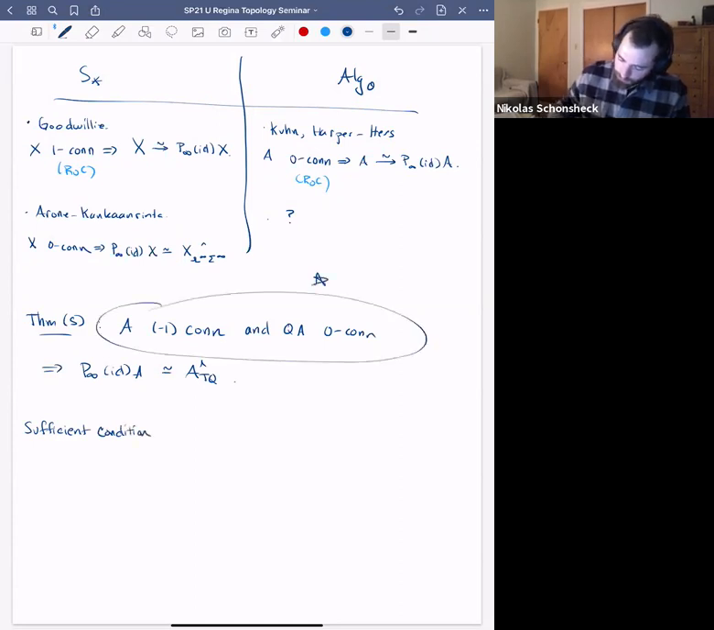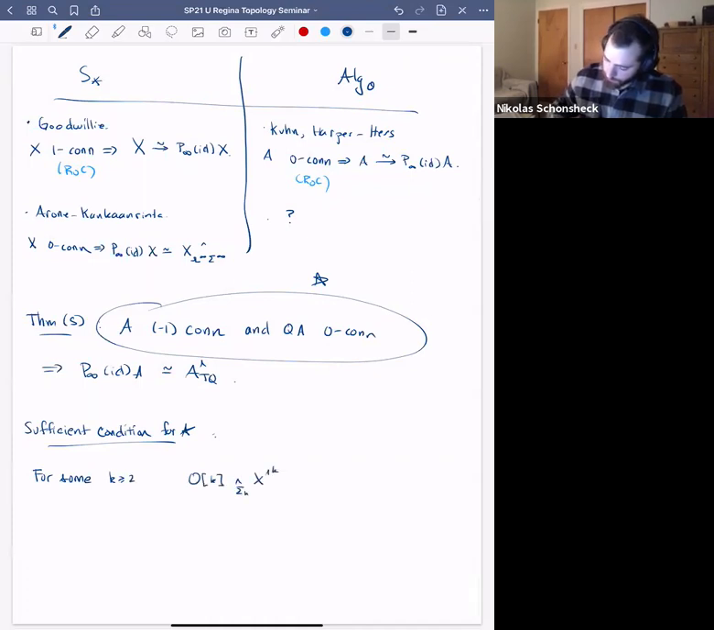Let's call this star. A sufficient condition for star is that if we look at the operad structure maps, for some k greater than or equal to 2, we have these structure maps given by the algebra structure on X. If for some k, we hit this with pi 0 and get a surjection, then TQ is 0 connected. And this essentially follows from analyzing a certain bar construction and its spectral sequence that calculates TQ for us.